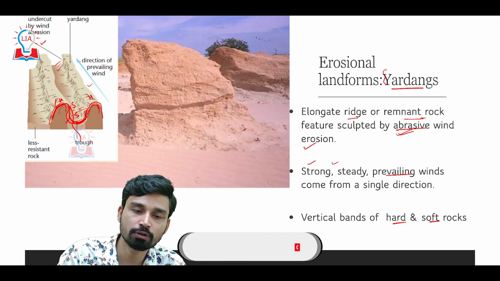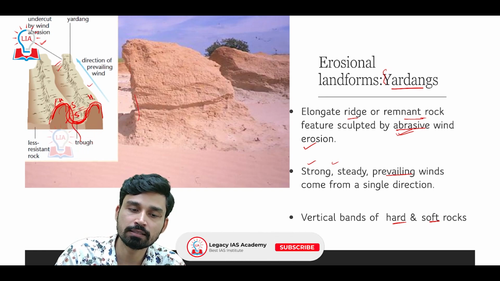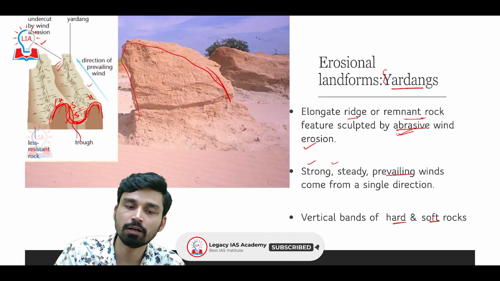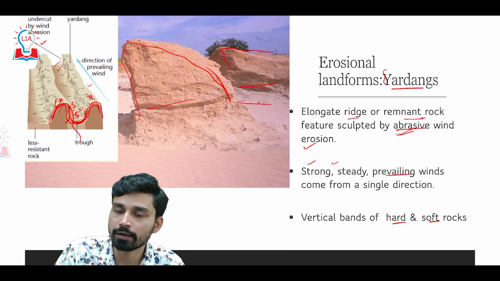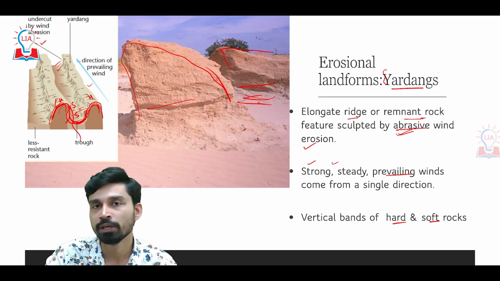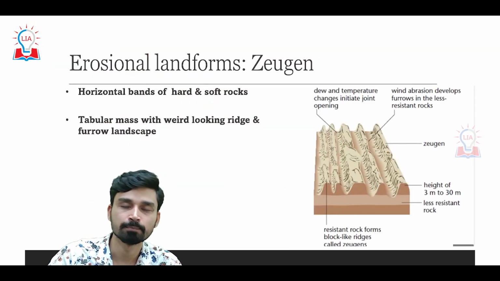This is the actual picture of Yardangs. As you can see, this is the vertical rock that is much harder. This is again a vertical rock that is much harder, and in between these rocks you can see an area which has been completely eroded away due to the action of wind.